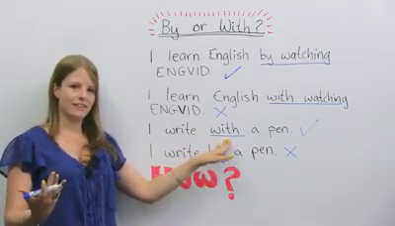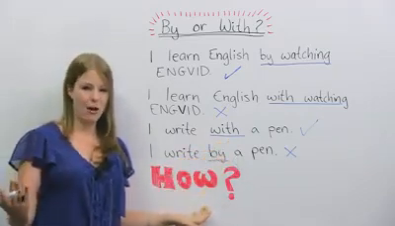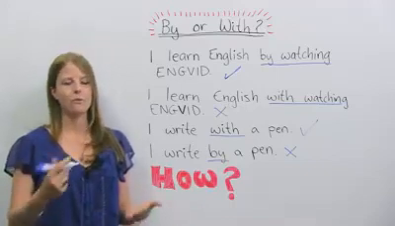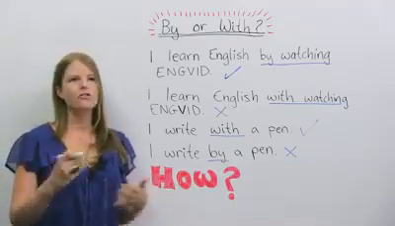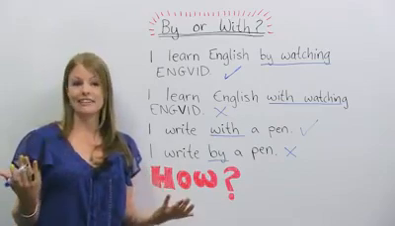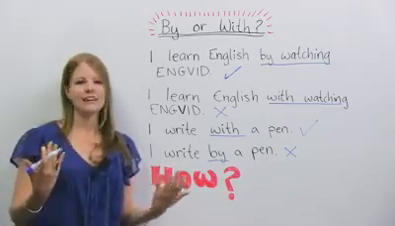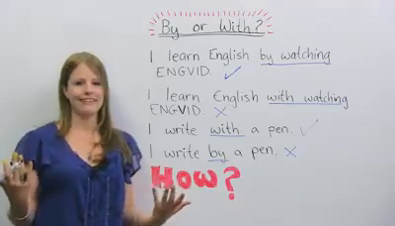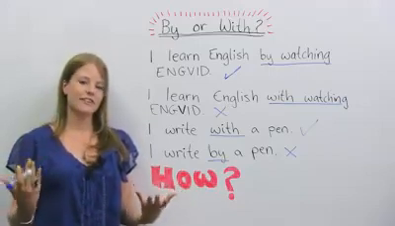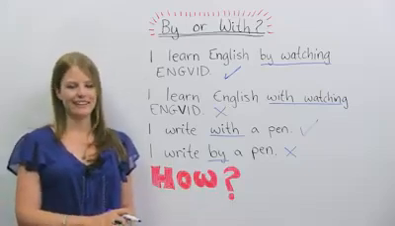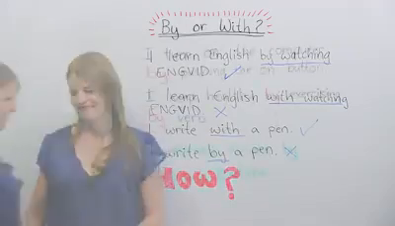Similarly, with also answers the question how. How do you write? Well, I write with a pen. How do you eat dinner? I eat dinner with a fork, okay? Or I eat dinner with chopsticks. So they both answer the same question, how, but they are a little bit different. So let's look at these differences now.